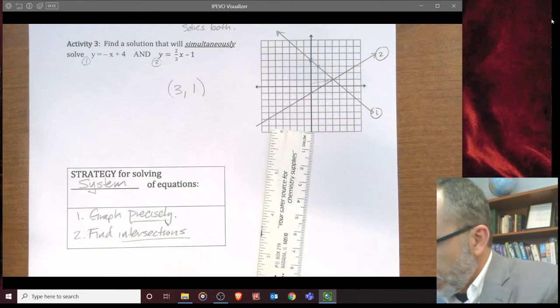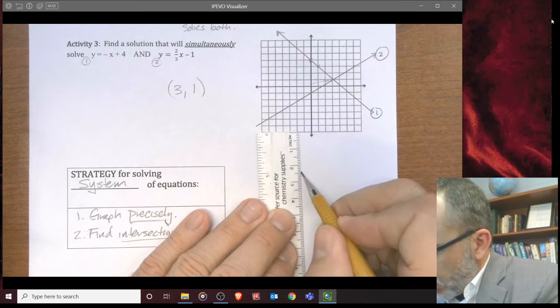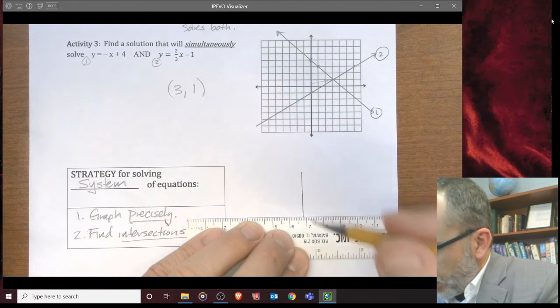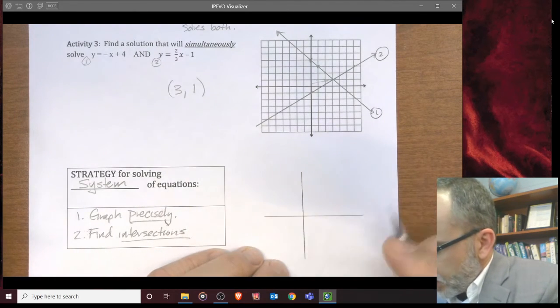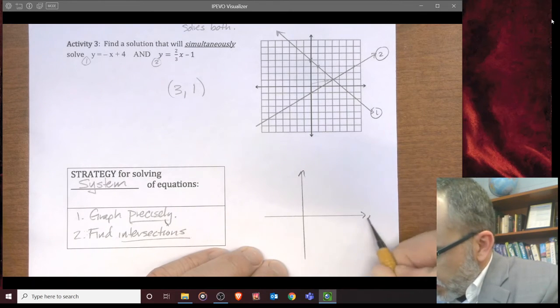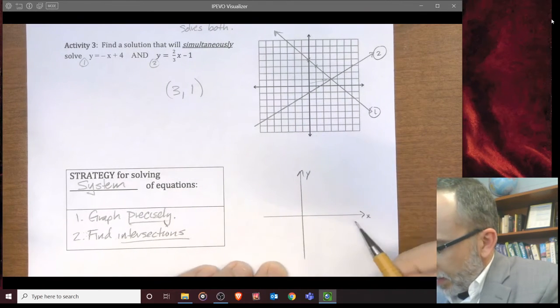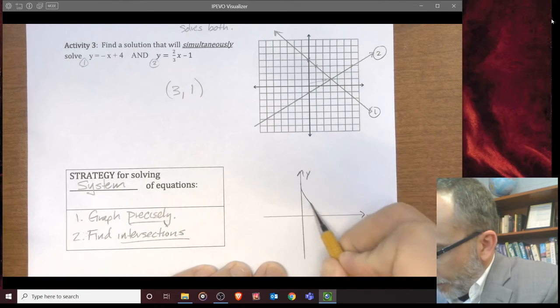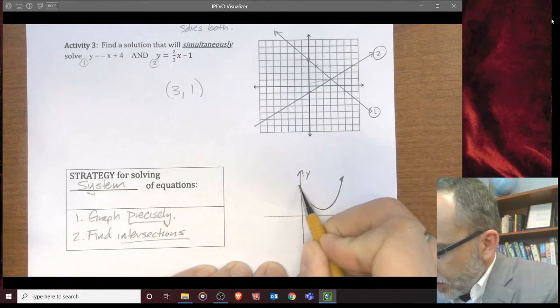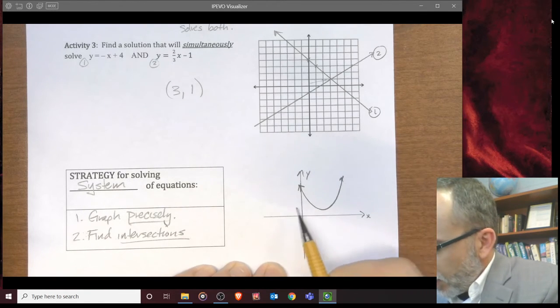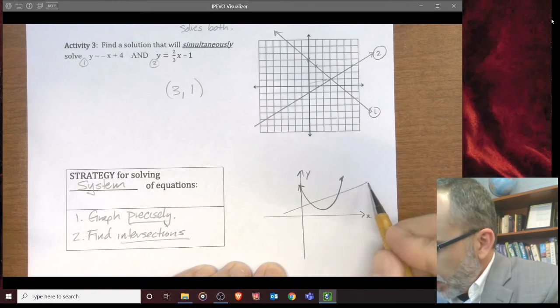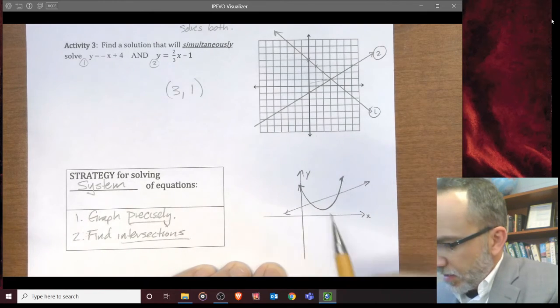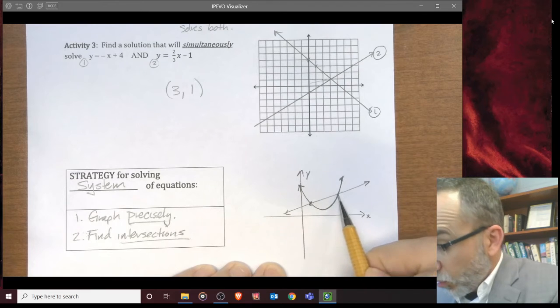But what if you had a graph that looked like this? And this is just a little preview for stuff that might come later. Let's say you had your x and your y axis. This is x and this is y. And let's say that you had a parabola that did something like this. And then you have this other thing that comes through here, some kind of a line. How many places do those two things intersect? Well, they intersect once and then also twice.